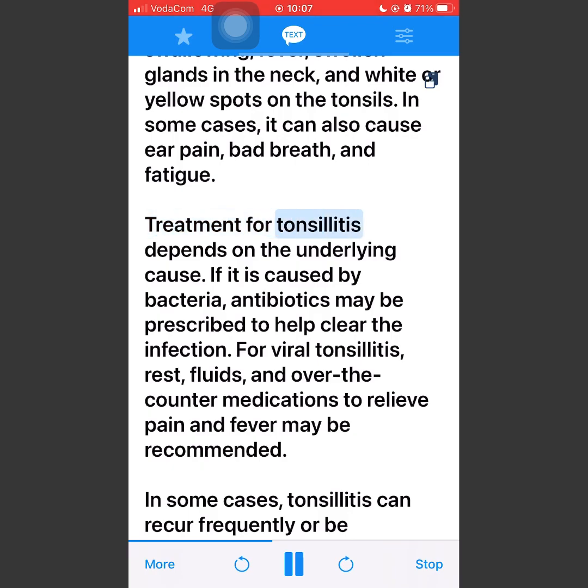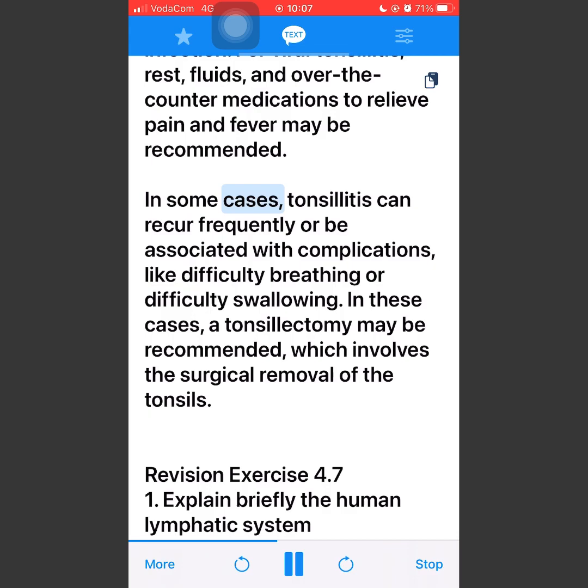Treatment for tonsillitis depends on the underlying cause. If it is caused by bacteria, antibiotics may be prescribed to help clear the infection. For viral tonsillitis, rest, fluids, and over-the-counter medications to relieve pain and fever may be recommended. In some cases, tonsillitis can recur frequently or be associated with complications, like difficulty breathing or difficulty swallowing. In these cases, a tonsillectomy may be recommended, which involves the surgical removal of the tonsils.